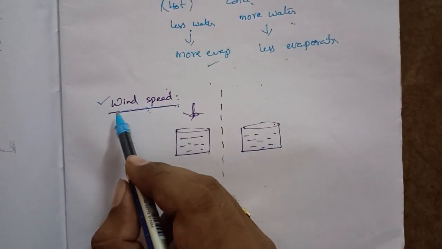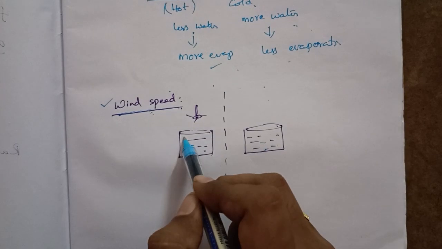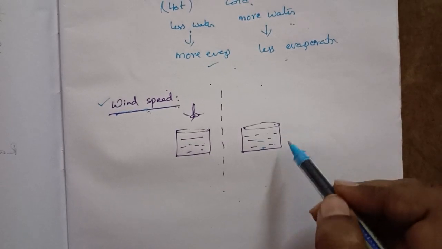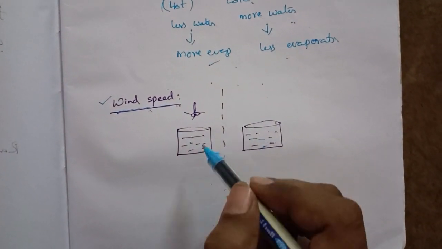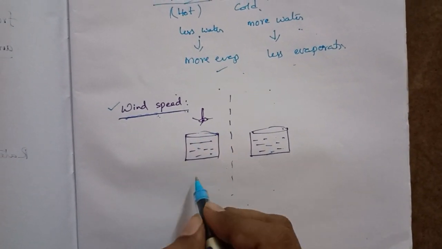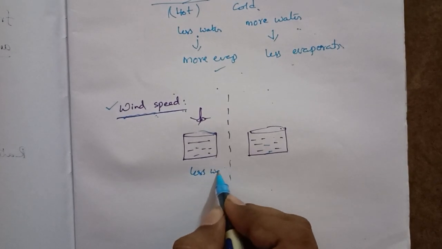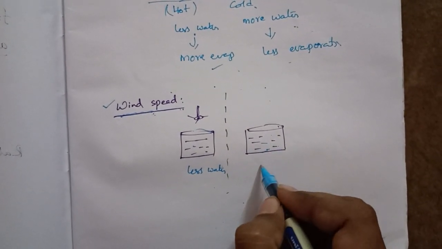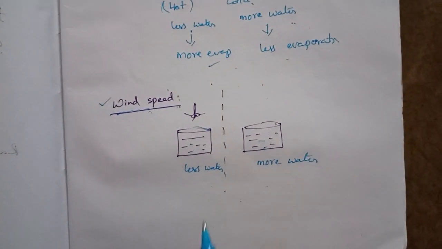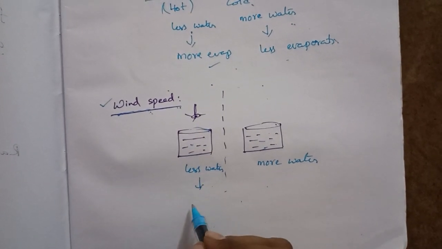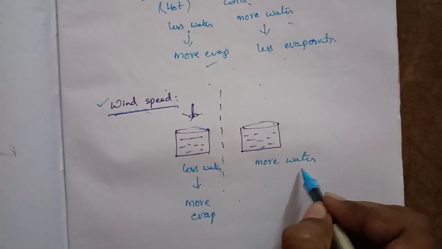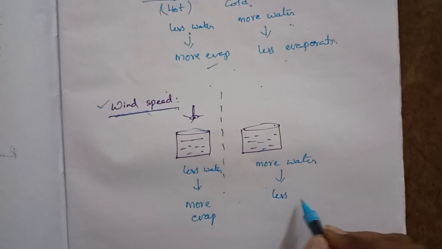Now here we are checking wind speed. So one is placed under the fan, another one is not under the fan, in a normal room or in the cupboard, a closed room. After a few hours, if you observe, the vessel which is placed under the fan contains less water, and in the cupboard there will be more water. Less water means there will be more evaporation. More water means less evaporation.